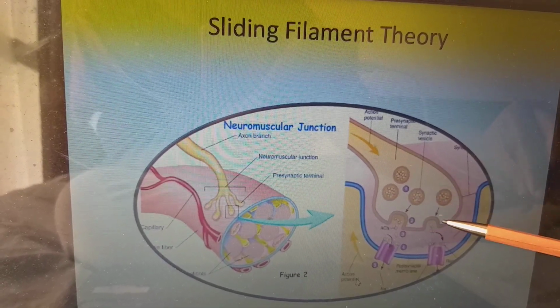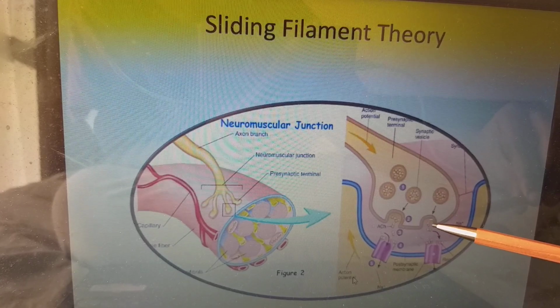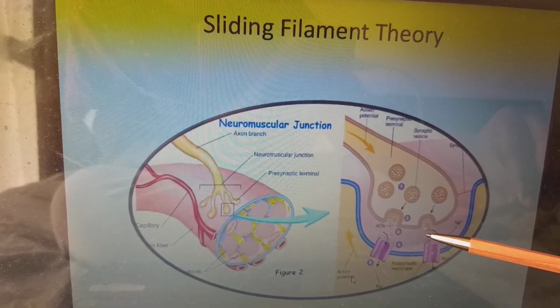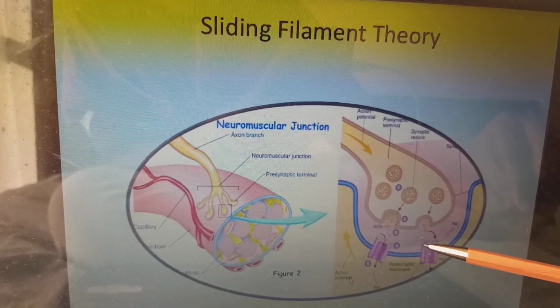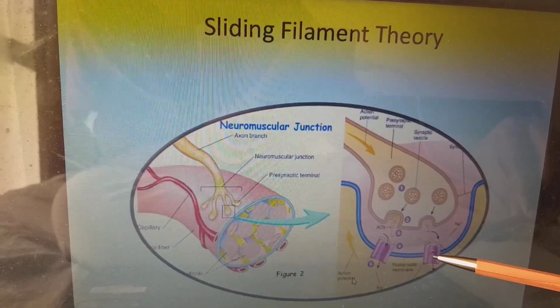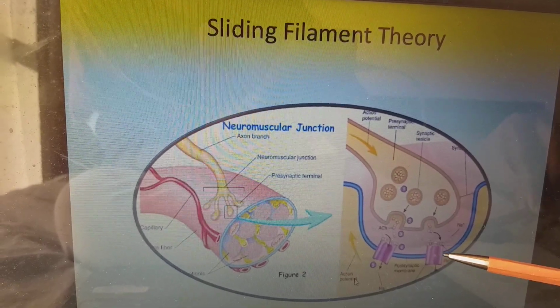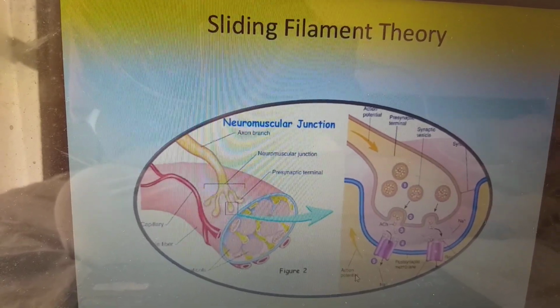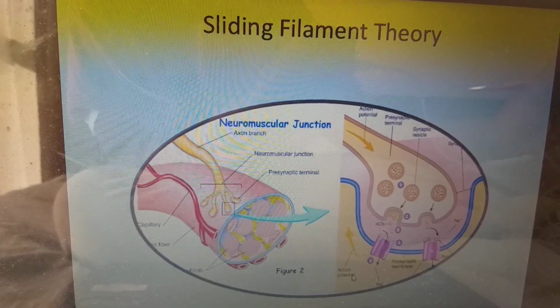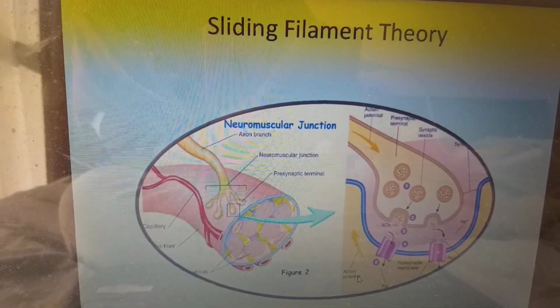Once the vesicle reaches the tip, it will break and release the acetylcholine. This acetylcholine will sit on the acetylcholine receptors. Later the sodium potassium pump will get started. So this is a very short summary about the neuromuscular junction.